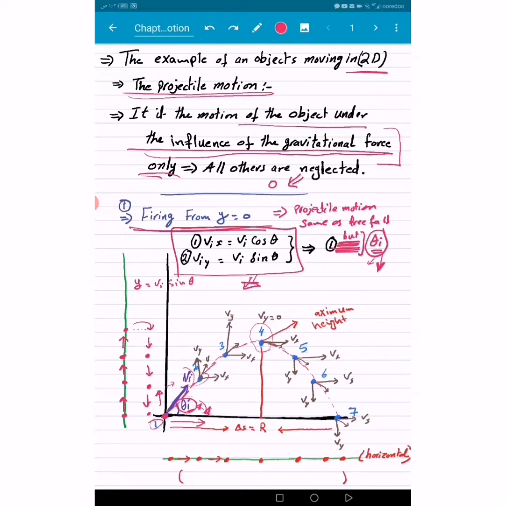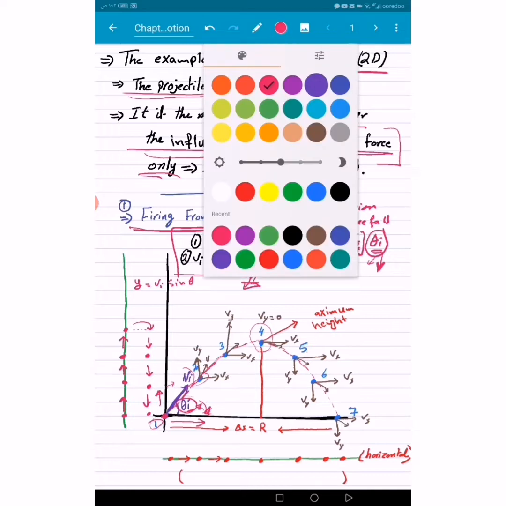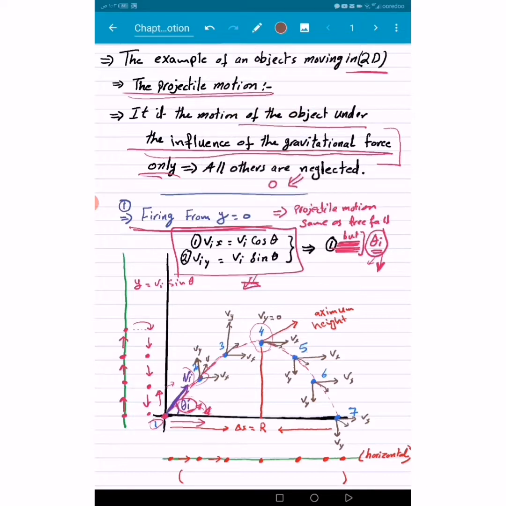Second, at the second point, the velocity is always tangent to the path. The velocity is tangent to the path, so Y is up and X is in this direction. At point 3, same, the velocity is tangent to the path until point 4.